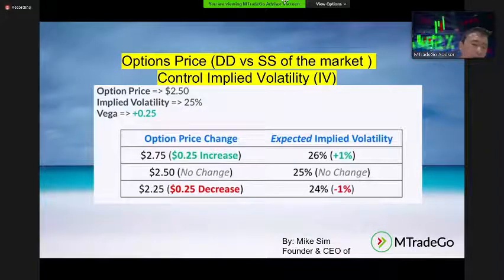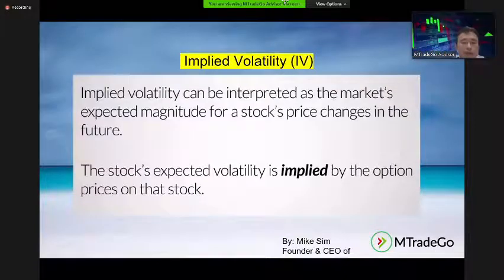Remember, delta is $1 each time the stock price changes, whether it goes up or down. But Vega is each time the implied volatility changes. The implied volatility change is because of the option price change first, and then it will determine the Vega.